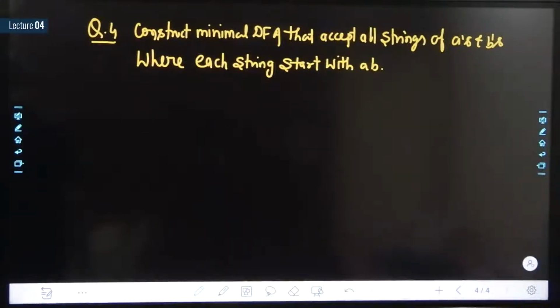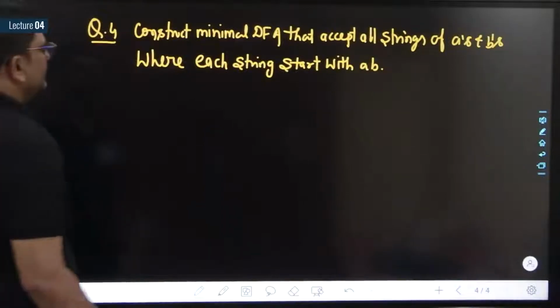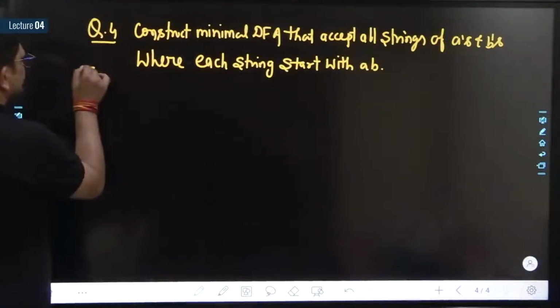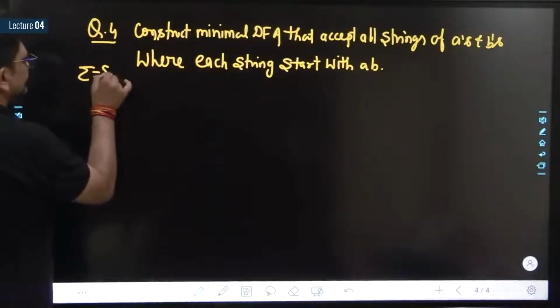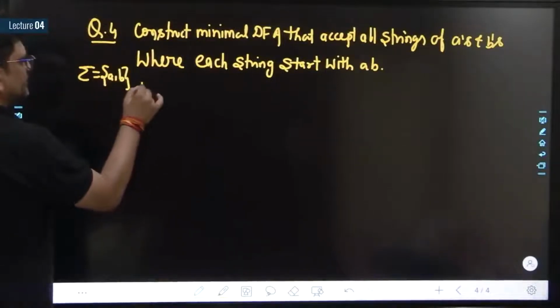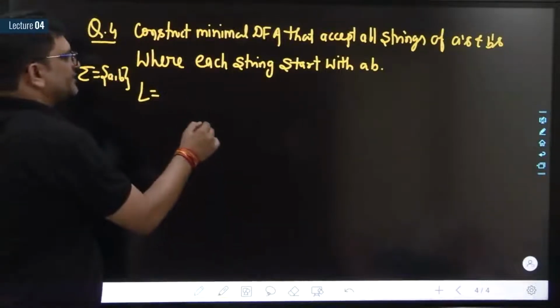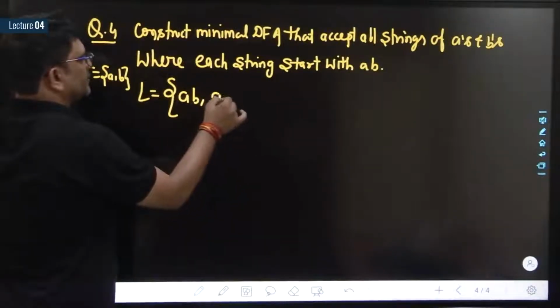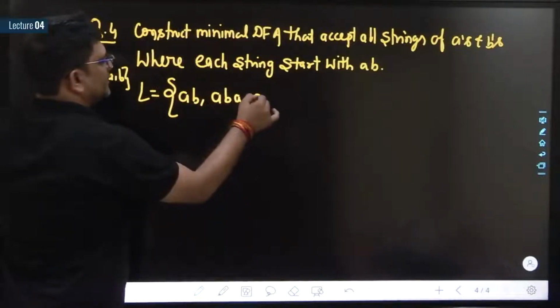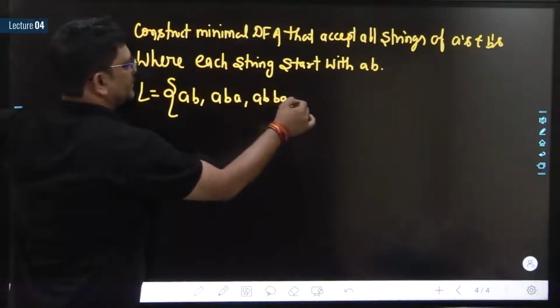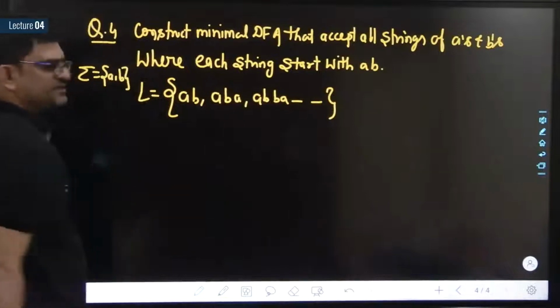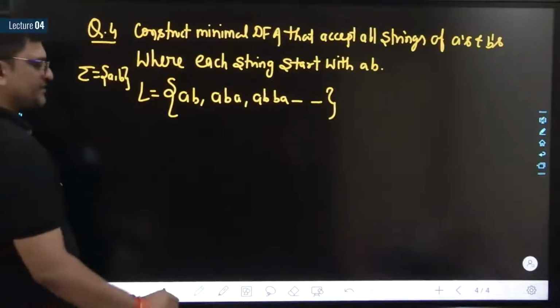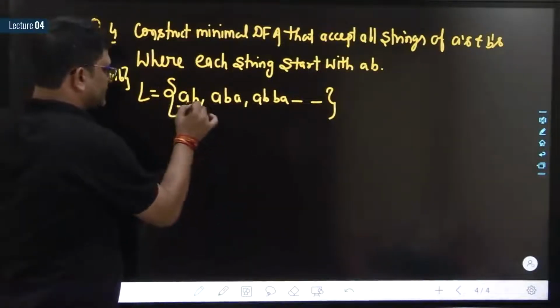Done? Okay, we'll check. What are the input symbols? A and B. What is the language? Each string starts with AB. The minimum string is AB. Then ABA, and many more, all starting with AB. So first construct the skeleton for this string.